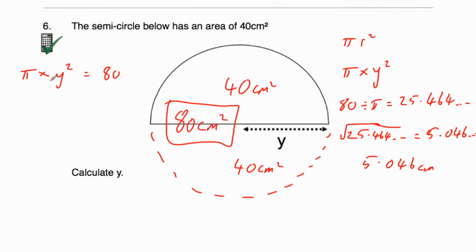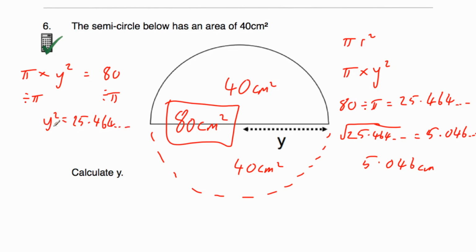So we want to find out what y is. So we want to get rid of this multiplied by pi, and we want to get rid of the squared. So to get rid of the multiplied by pi, we divide by pi and divide by pi. Whenever we divide the left-hand side of this equation by pi, we're left with y squared. And on the right-hand side, we've got 80 divided by pi, which is equal to 25.464 and so on. Okay, so that would be y squared.